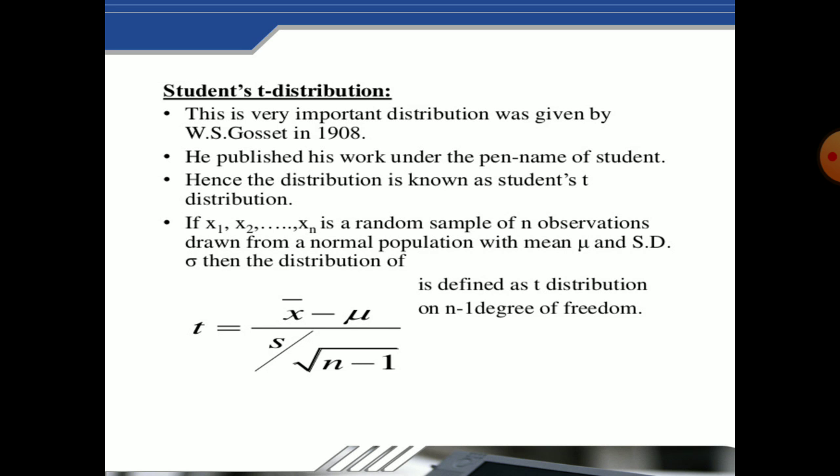The standard deviation of the population is unknown. But in the large sample test this was known to you. And what is n minus 1 here? N minus 1 is the degree of freedom. So this was the basic difference between the large sample and the small sample test.